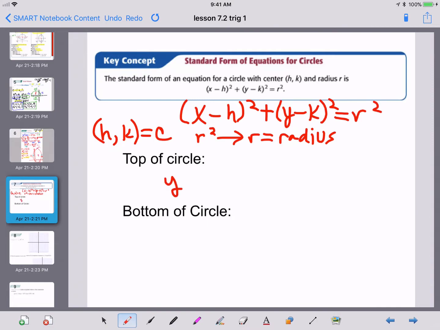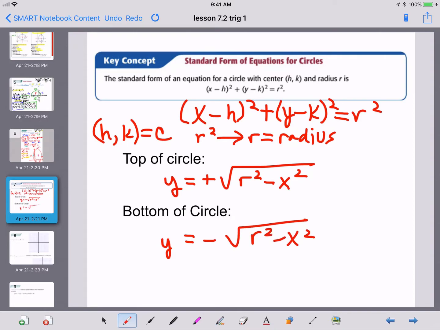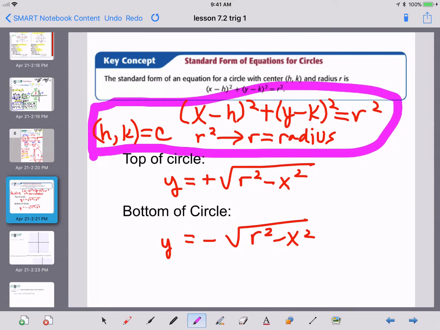And it's y equals plus the square root of r squared minus x squared, a very simple version of the top of the circle. And the bottom of the circle is negative the square root of r squared minus x squared. We're not going to use that any more than what you see right there, but I just wanted you to see what those equations look like, because sometimes it's important to split that circle into two pieces. For our purposes, this is what we want.